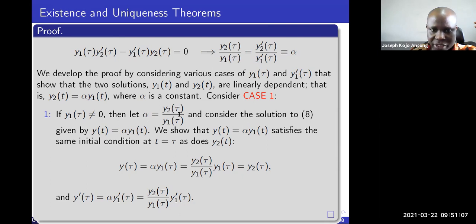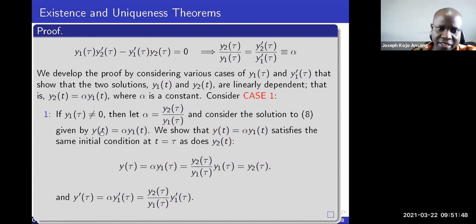So I've chosen alpha to be this, and I've said let y be a solution of the homogeneous equation as given by this. Now at t equals tau, I'm going to plug tau here. y at tau is equal to alpha y1 at tau. But alpha is given by y2 over y1 at tau, so that is given by this multiplied by y1 at tau. y1 cancels y1, so this is just equal to y2 at tau. So y at tau is the same as y2 at tau, or if you like, y2 at tau is the same as alpha times y1 at tau. So that's the first point.